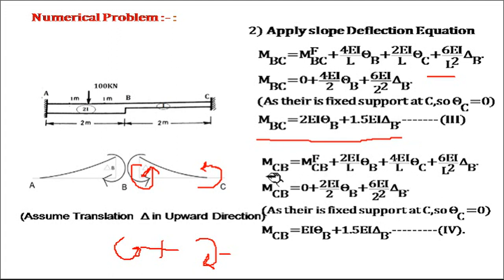Now we'll apply the slope and deflection equation for the next member, that is CB. For member CB also the value of delta is in the anti-clockwise direction, so we consider it positive. Put the values of length and fixed end moment. At joint C there is a fixed support, so the value of theta C is 0. We get the equation for member CB as EI theta B plus 1.5EI delta B.